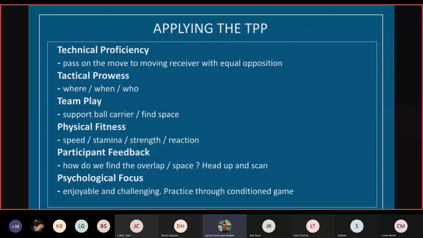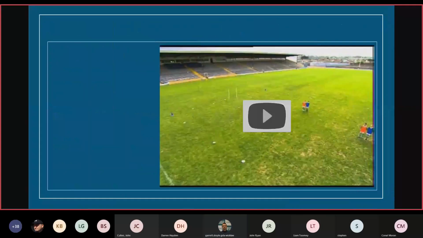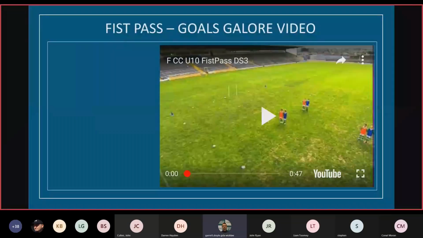And then psychological focus. So again, this is enjoyable. This is challenging, and it's practiced through a conditioned game. And we've come through, I think, about 8 activities. This is the 9th. And now we get a bit closer to what it's going to look like in Go Games. We have the condition here that it's hand pass only, for the most part.